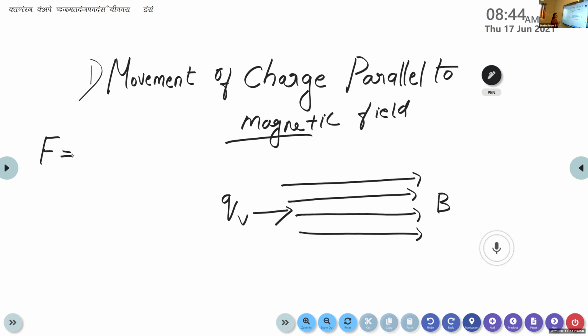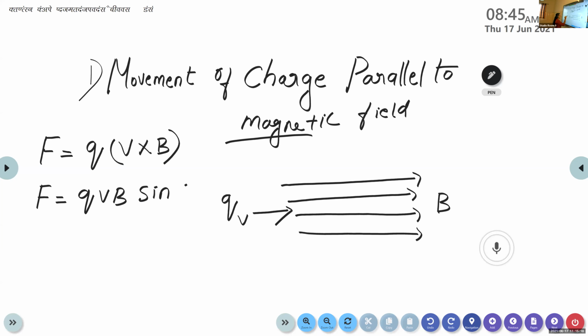F is equal to Q into V cross B. Yes, F is equal to Q into V cross B. Here a charge Q with a velocity V enters into a magnetic field in a parallel manner. Then what happens? The charged particle experiences a force, and that force is given by F is equal to Q into V cross B, or we can write F is equal to QVB sine theta.